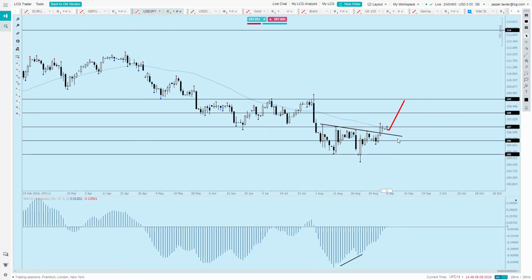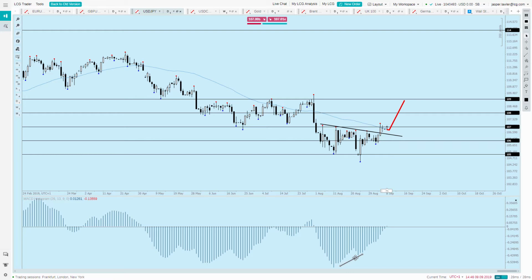Dollar yen, we talked about the break of this trend line. It's happened. We were looking for the break and then the little pullback, and then the move higher. So I think we're in the midst of that move higher now. Also backed up with some positive divergence in MACD. Obviously the lower low here and the higher low here. I think we even talked about that last week.